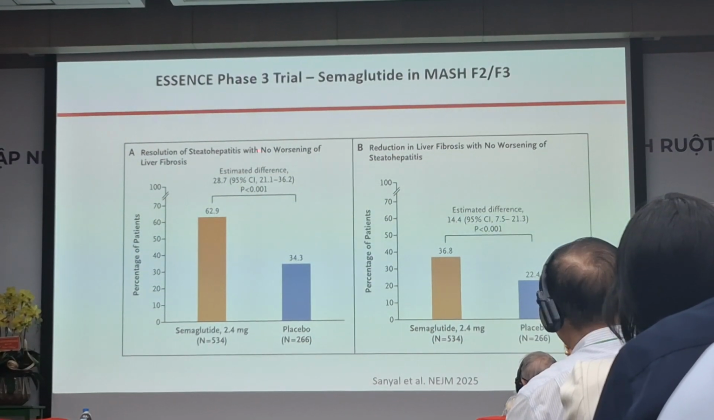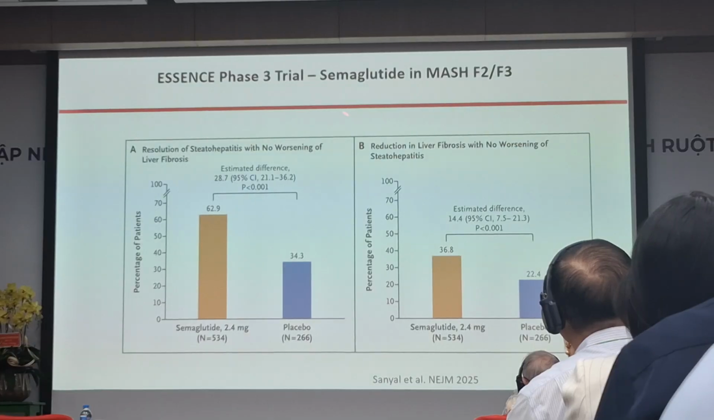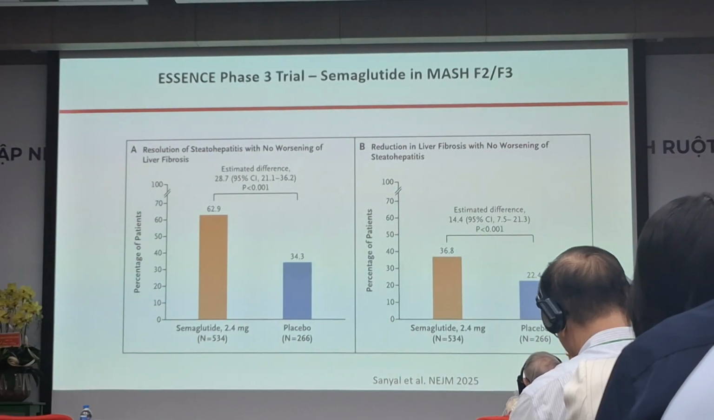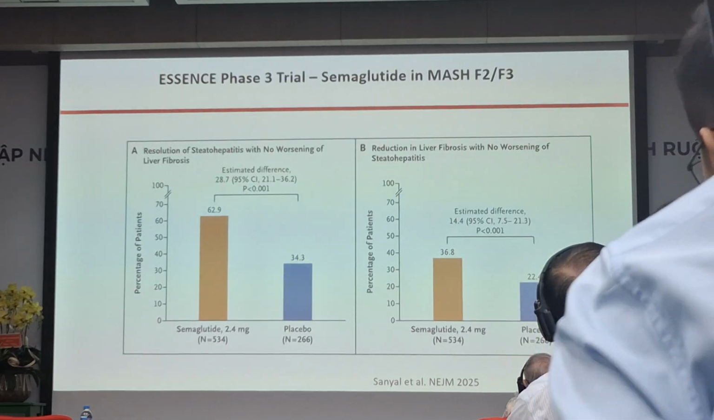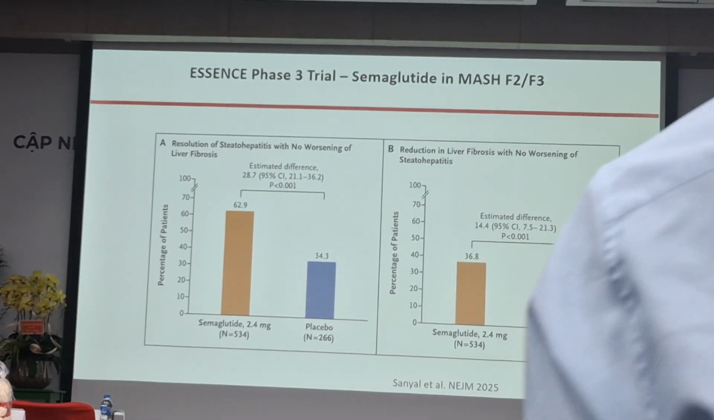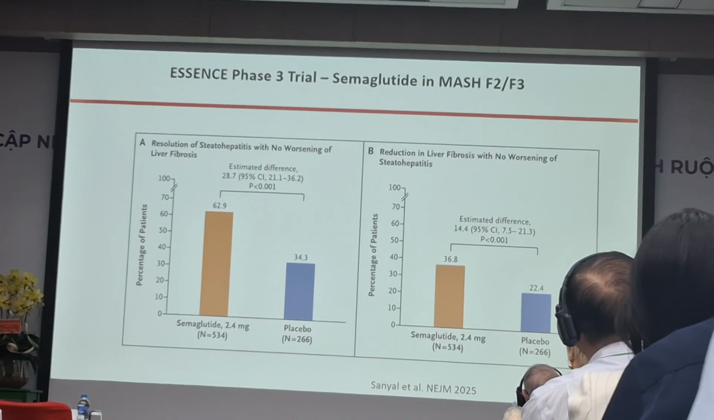And this trial was positive also. It's a phase 3 trial in MASH, and it's based on semaglutide, a GLP-1 agonist, which actually, I think GLPs are now increasingly more available in Asia. In Singapore, I think semaglutide is approved. In Vietnam, I believe liraglutide is being used.